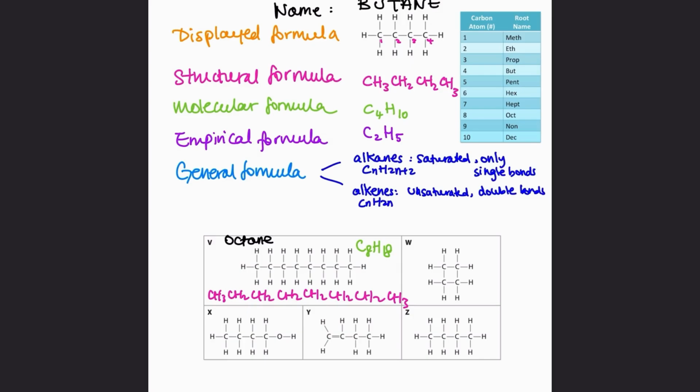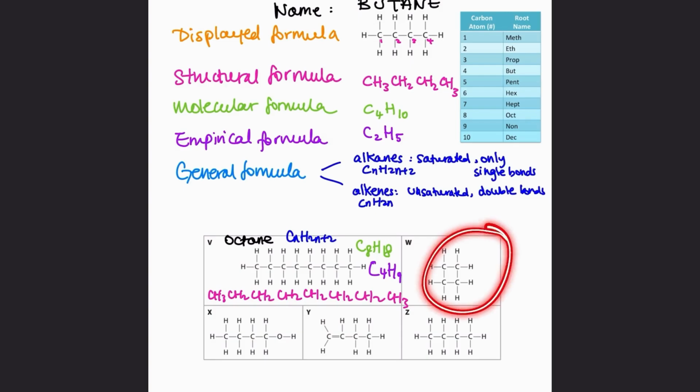Next is empirical formula. You just simplify to the simplest ratio possible. And I'm going to divide everything by 2 here. That gives me C4H9. And that's as simple as it can go. Last one is general formula. This is an alkane, so therefore it is CnH2n plus 2. Wasn't that easy? Okay, next one is W.